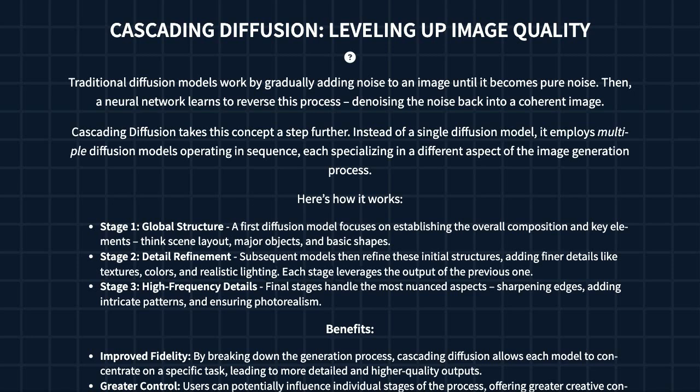Then the AI learns to reverse that process. Cascading diffusion takes this idea even further. Instead of one big model doing everything, it uses a series of specialized diffusion models working together in stages.